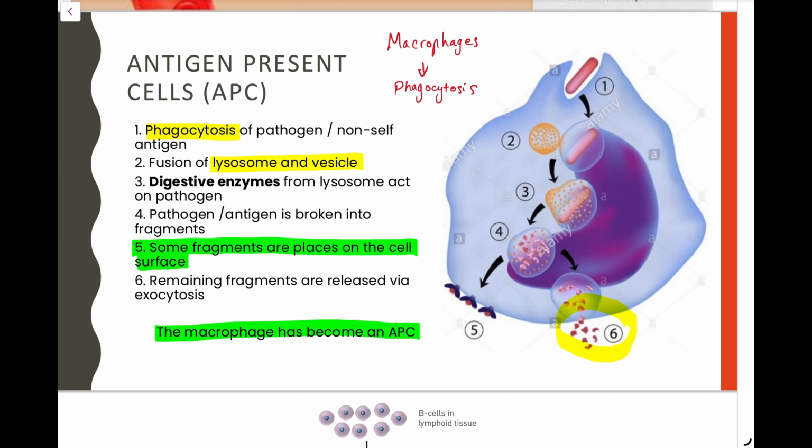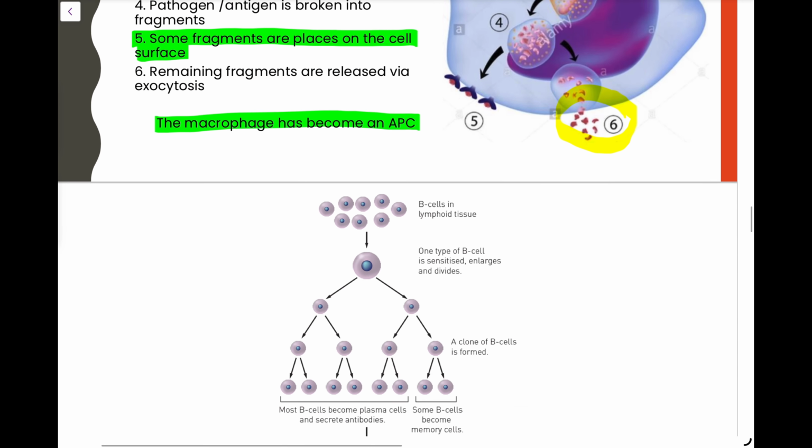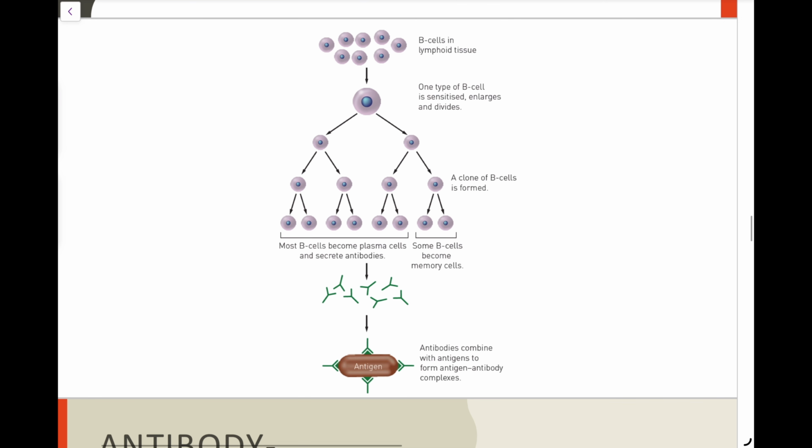So in your exam, please make sure that you write antigen-presenting cell in full first, and then you can use brackets following that to write APC. You're going to need to do this for each and every question. So a very quick breakdown here.